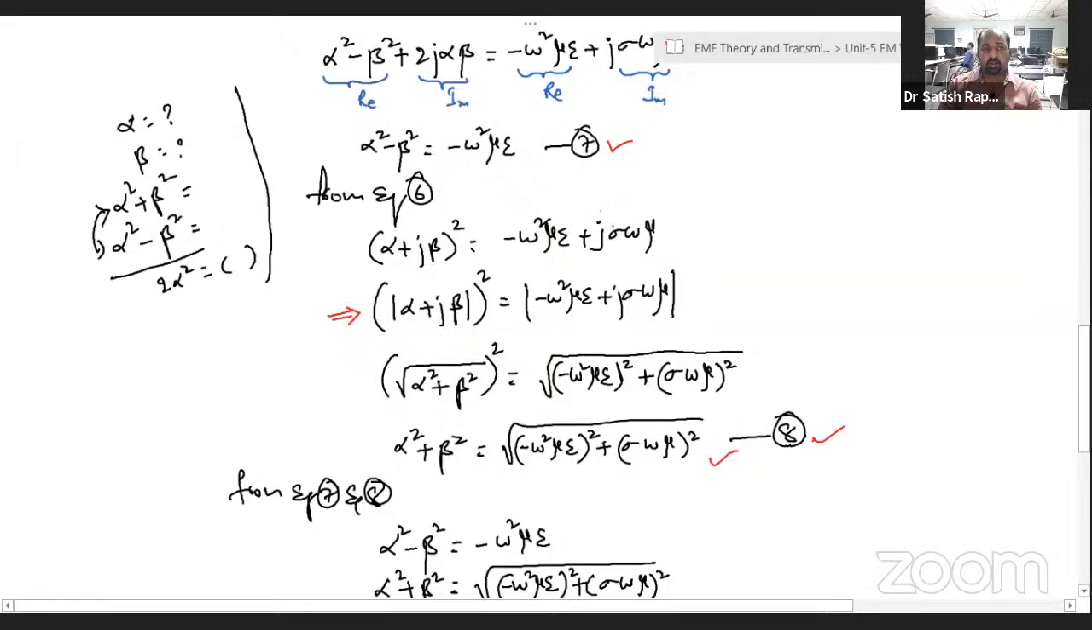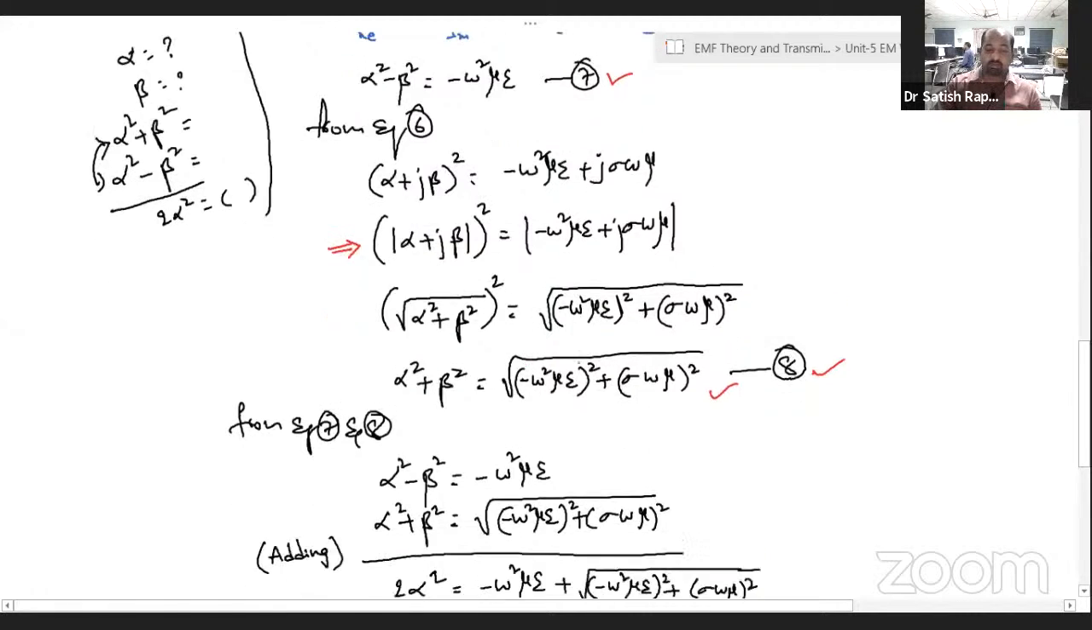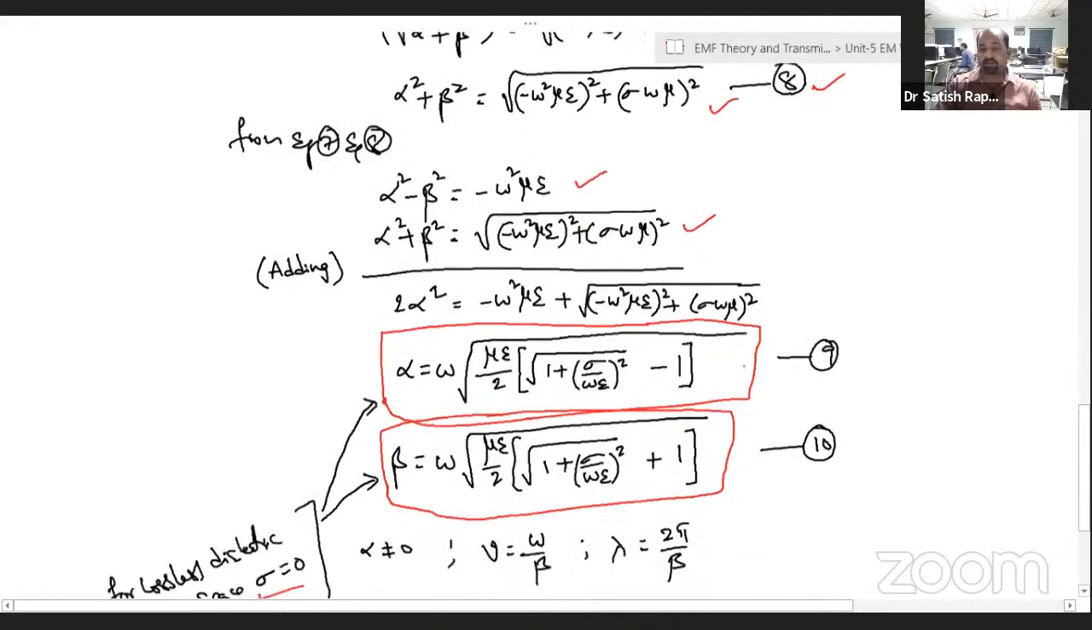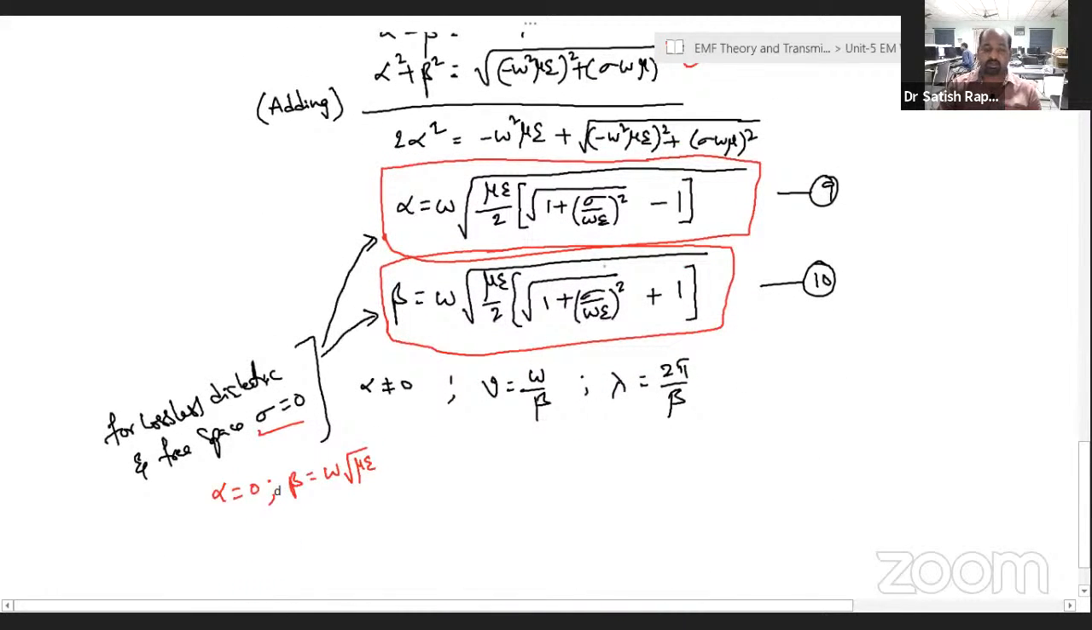I'm not going deep into the explanation, because I have already explained all these steps, so on a surface level I'm moving fast. So we have alpha square minus beta square, and alpha square plus beta square. Solving these two for alpha and beta, we will get equation 9 and equation 10.